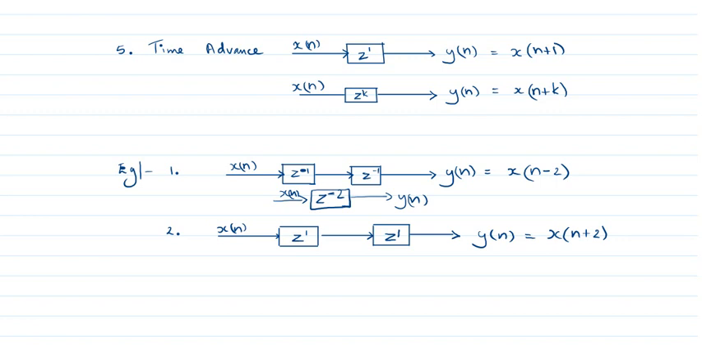And here also you can give time advance by giving separate delay advance, but also you can give same z raised to 2. So x of n will be equal to y of n, that will be equal to x of n plus 2, likewise also. Okay, so these are the basic operations that we are going to do for the realization of digital filters.